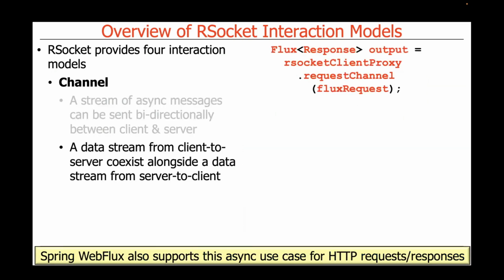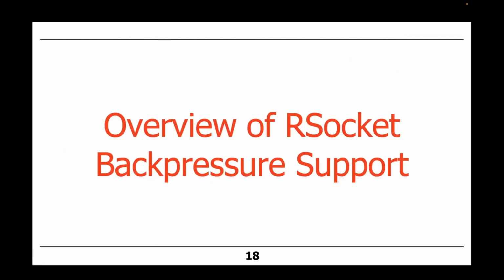So WebFlux also supports this type of async use case for streaming fluxes, both to and from invocations. And in this case, the data stream from the client to server will coexist alongside the data stream from server to client. So that's a quick overview of the 4 interaction models. And I'll show you some examples later that will give you a better feel for how this stuff gets programmed.